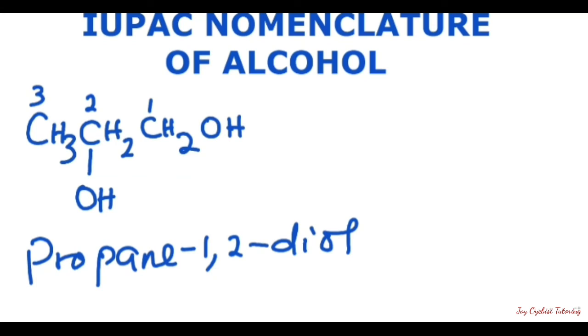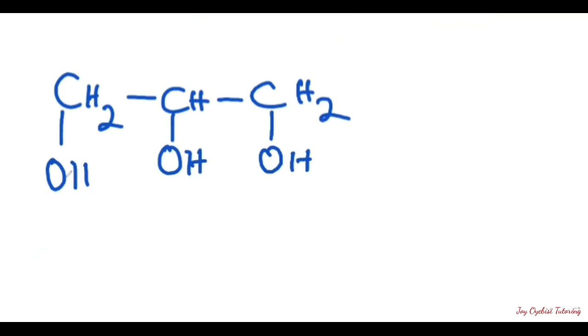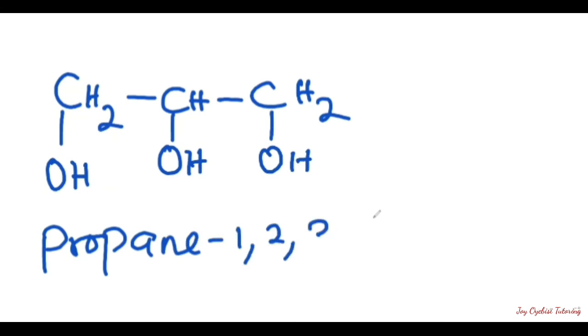All right, let's do one for triol. So if we're to name this compound, this will be 1, 2, 3, right? Still propane. So you say propane-1,2,3-triol, because it's 3 of them. Okay, so this is how you can name alcohols when they are in their monohydric form, their dihydric form, or trihydric form. Okay.